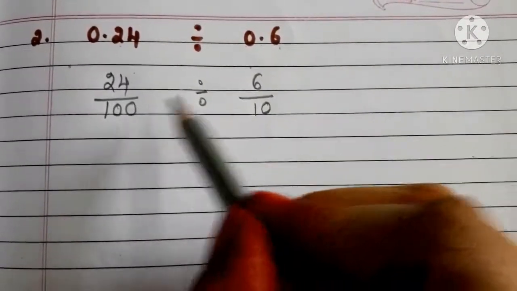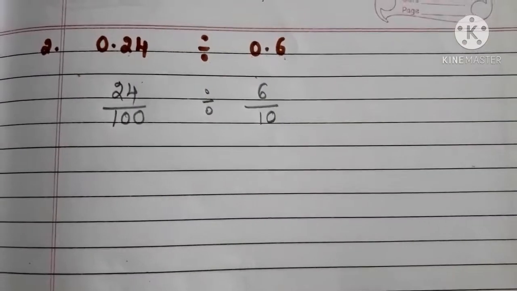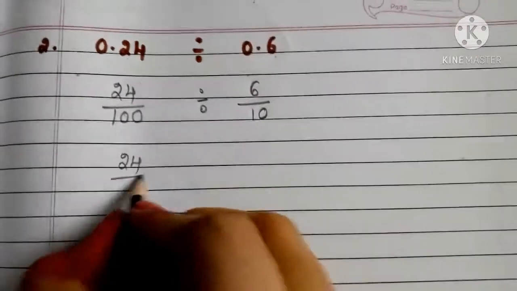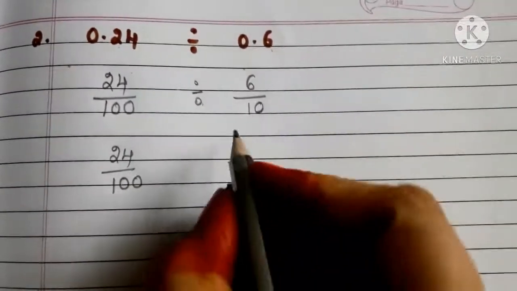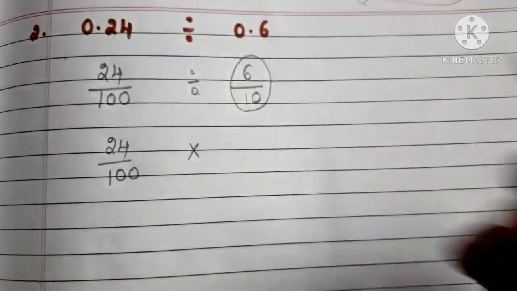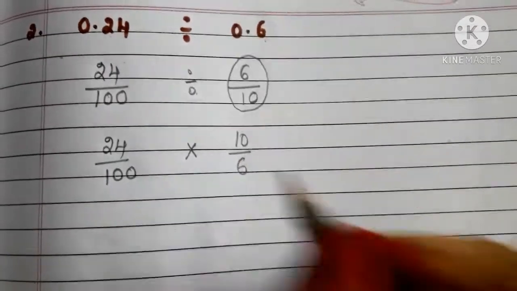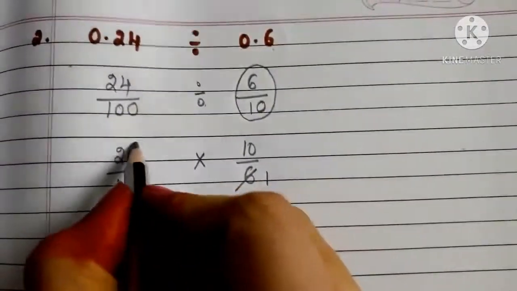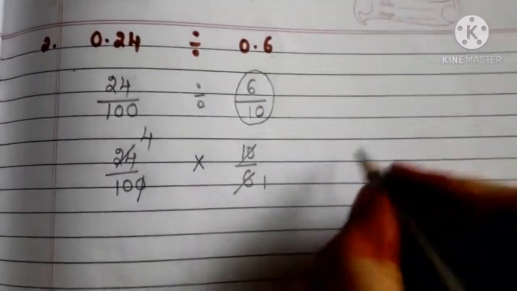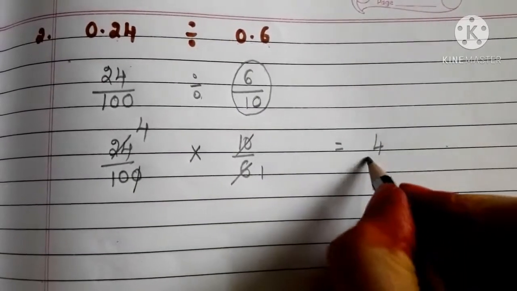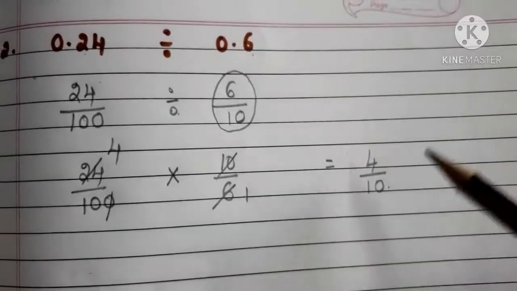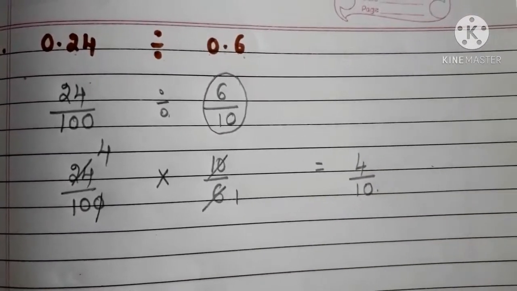Now fractions division by other fractions concept should be used here. Copy down this fraction 24 by 100. Instead of division symbol, write the multiplication symbol and write the reciprocal of this fraction, 10 by 6. Okay, 6 ones are 6, 6 fours are 24. This 0 and this 0 gets cancelled. Now we have the fraction 4 by 10. Here we have to represent the answer in decimal number. So convert this fraction into decimal number.